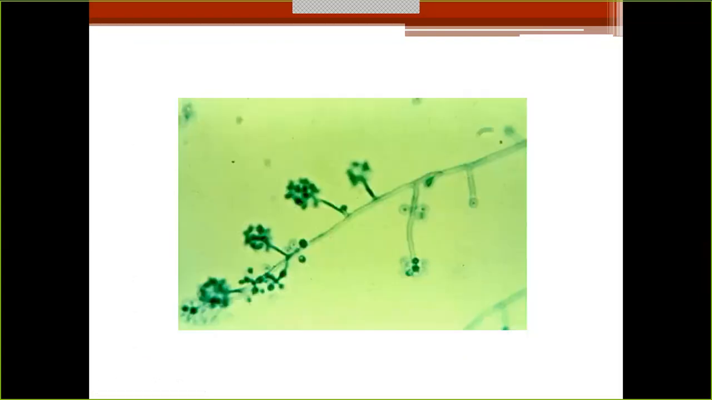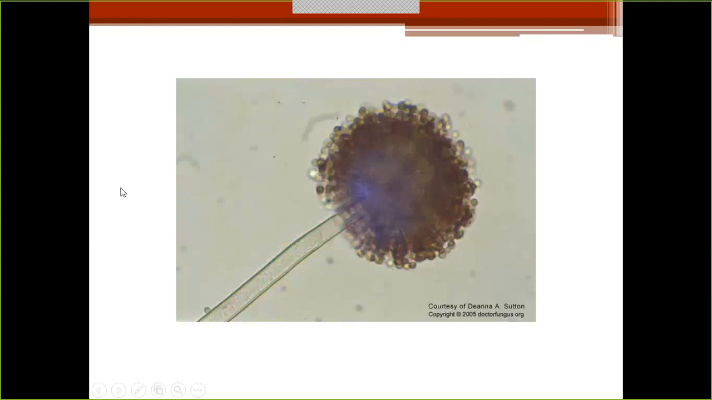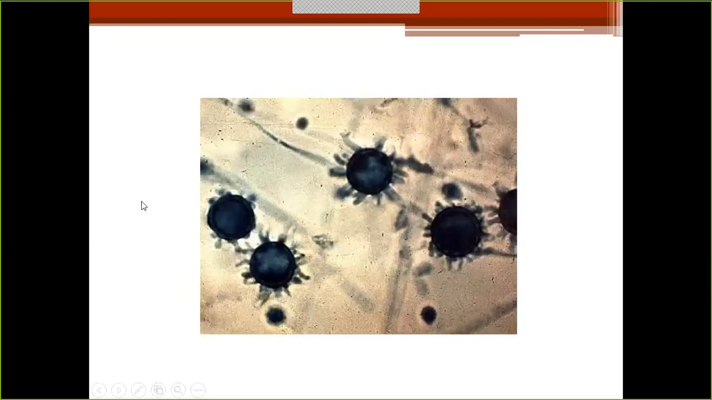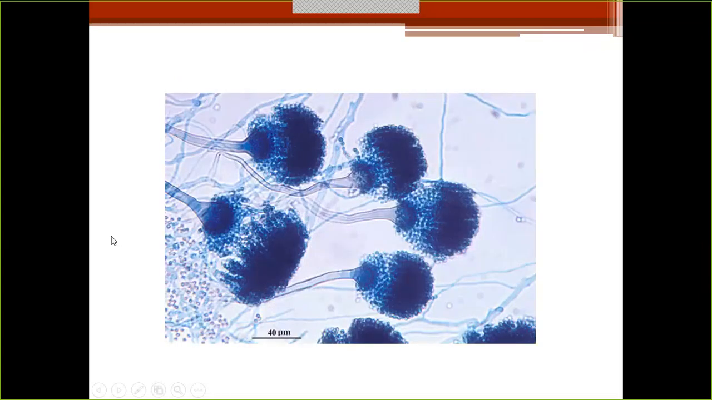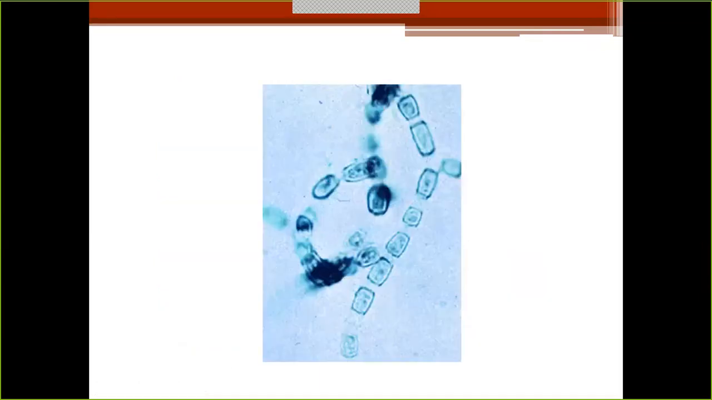More germ tube for Candida albicans. Another Sporothrix schenckii, where it clusters at the tips. Another Aspergillus niger. Again, Histoplasma capsulatum, the tuberculated macroconidia. Aspergillus fumigatus, so pretty. Again, the rectangle or barrel shape is Coccidioides immitis.